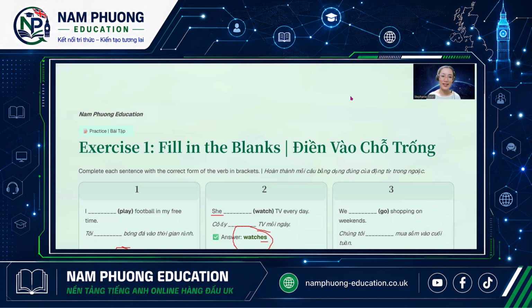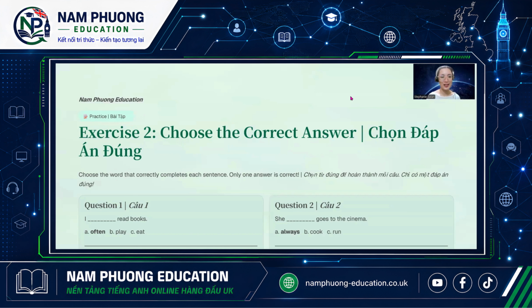And for our last number 3, we blank shopping on weekends. Our verb is go. 3, 2, 1. Time is up. Okay, the answer is? It is still go. We go shopping on weekends. Very good, everyone. Now let's move on to exercise 2.